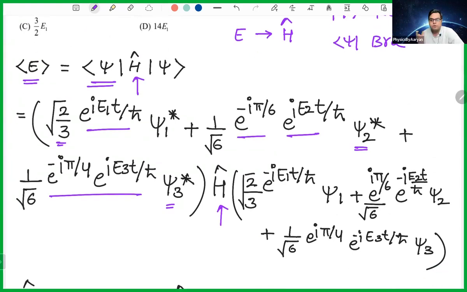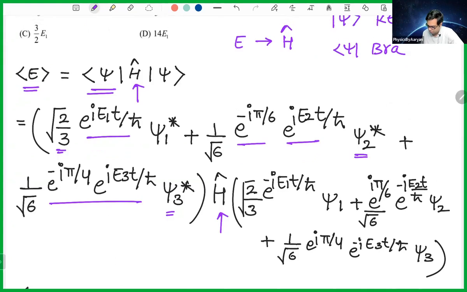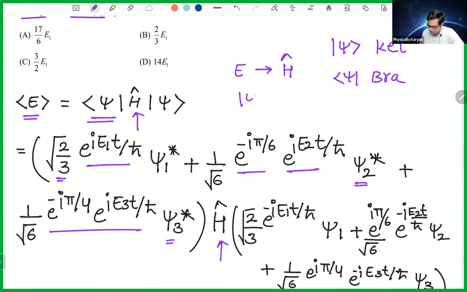Because we are not following the Ket-Bra notations. If you are following Ket-Bra notations, then it is okay, you don't have to write integration. But if you are using the wave function approach, then you have to write integration. Okay, but that does not matter.